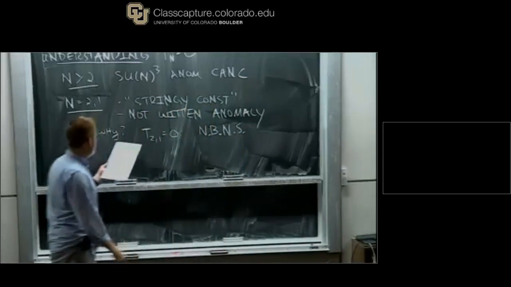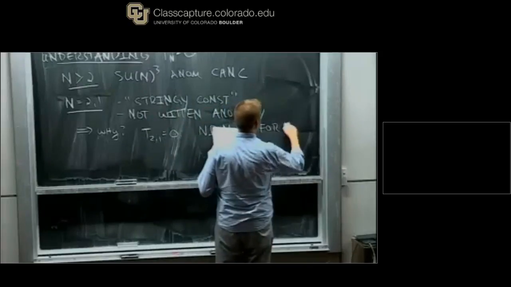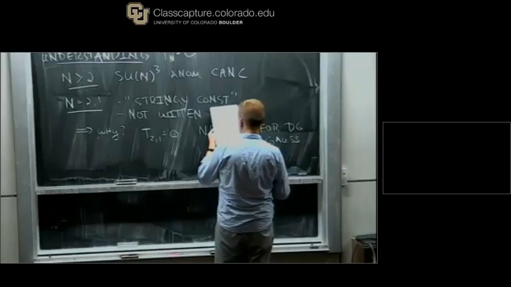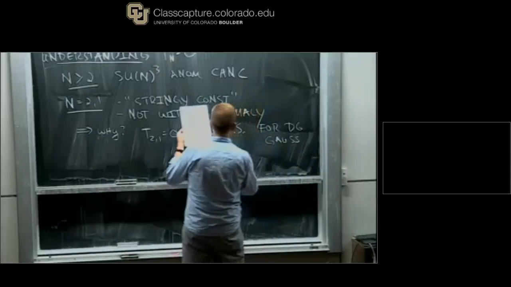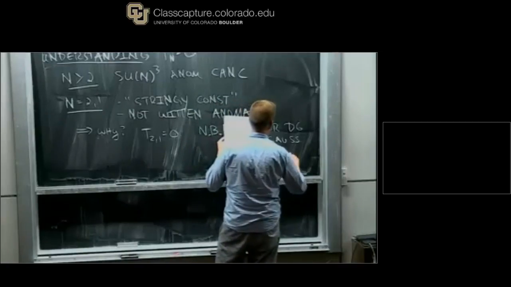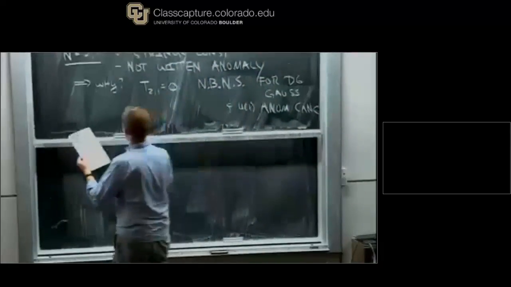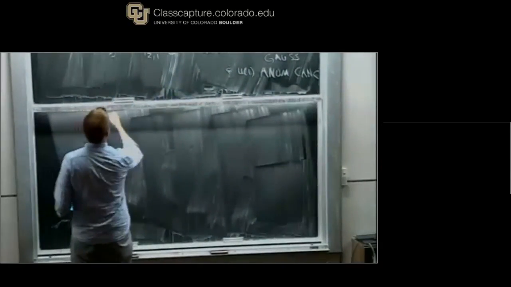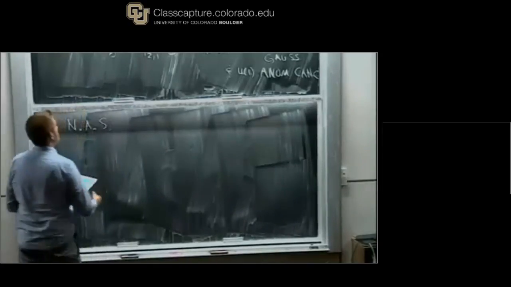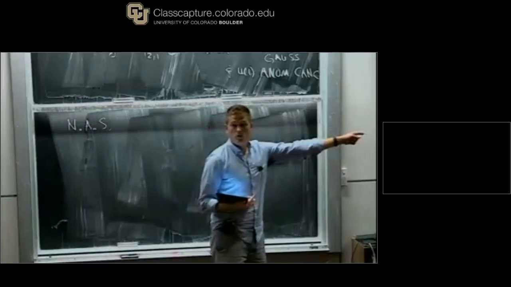Such a long thing to write out over and over again. For both D6 Gauss and U1 anomaly cancellation. Okay? I'm running out of room, so I'll write this here. It's also necessary and sufficient. Actually, this deserves further comment. It's clear that it's necessary for D6 Gauss because that's where I got it from, star 1, right?